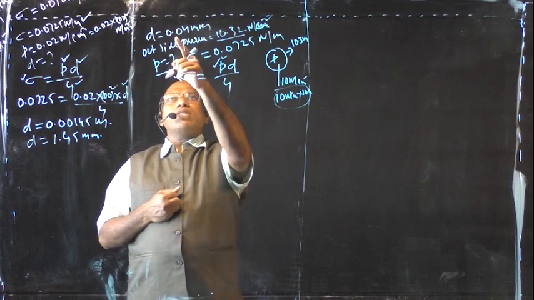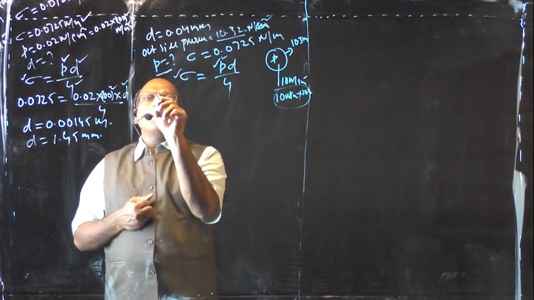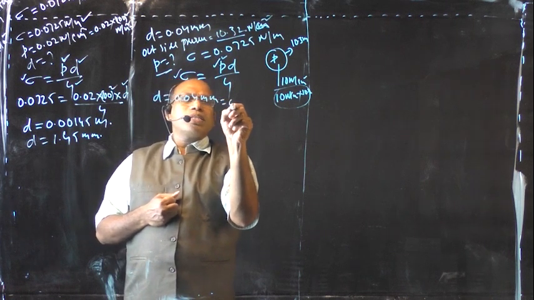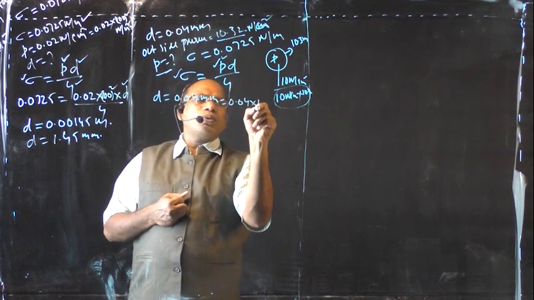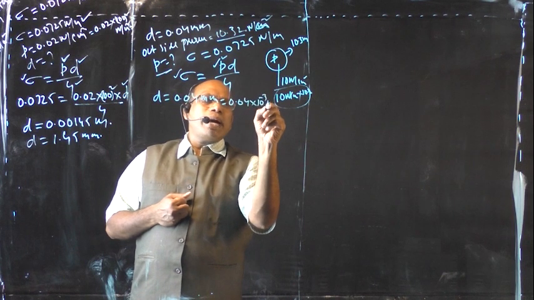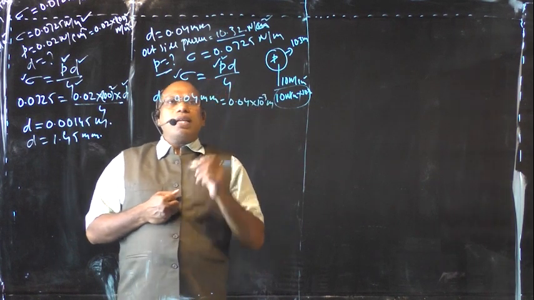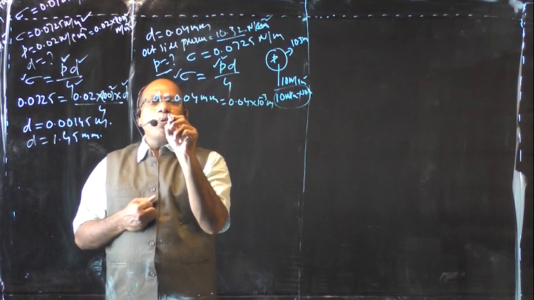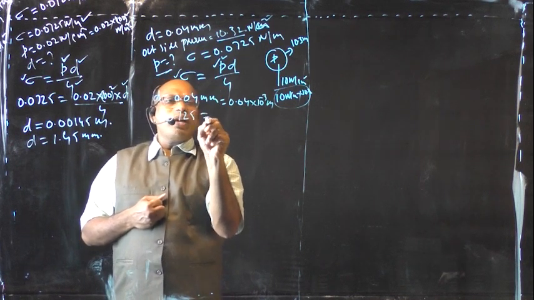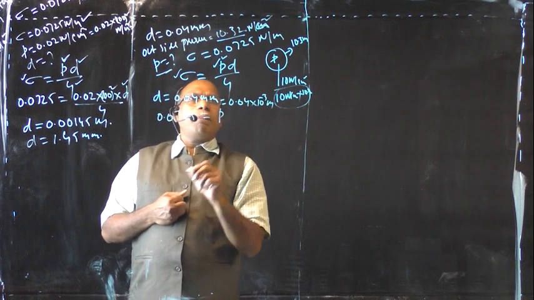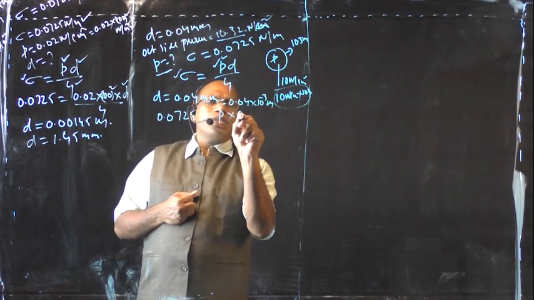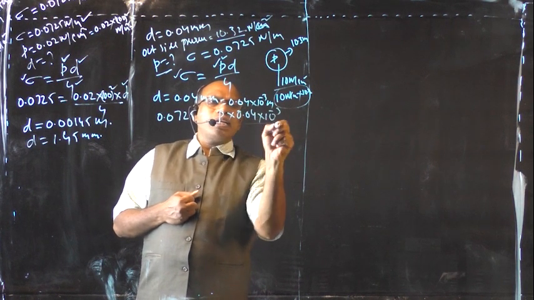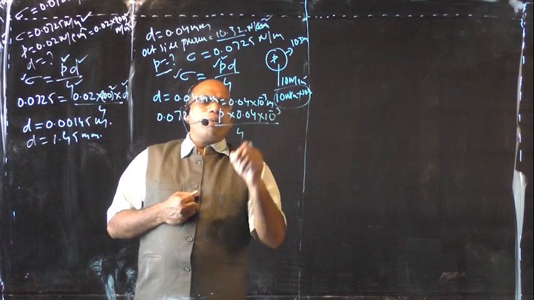D is given, that is equal to 0.04 mm, that is equal to 0.04 into 10 power minus 3 meters. Right, now we are going to substitute the values here. Sigma equal to 0.0725 equal to pressure intensity P into what is the diameter? 0.04 into 10 power minus 3 divided by 4.